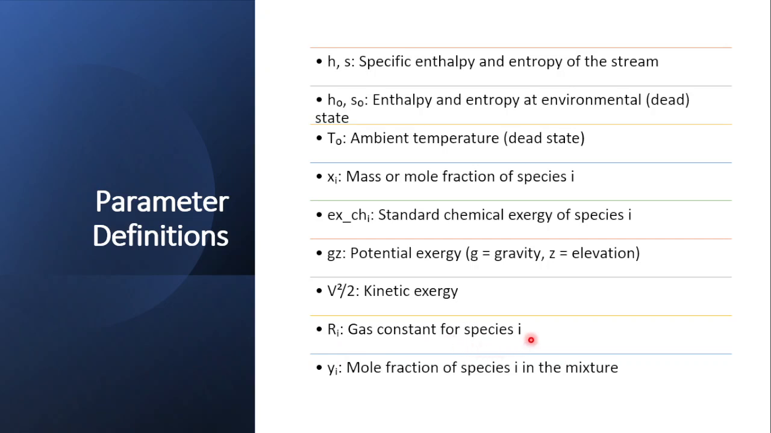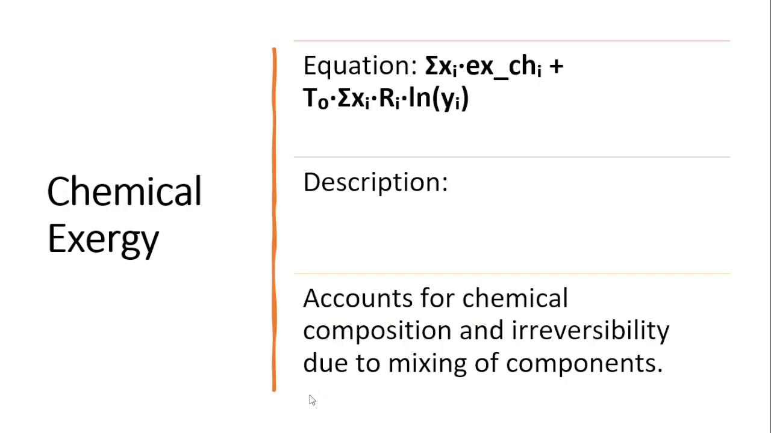For example, in any case, you should divide the general gas constant, which is equal to 8.314, by the molecular mass of every component. And y_i is the mole fraction of the species in the mixture. I think this point is very important here about the equation of the chemical exergy that I explained to you.